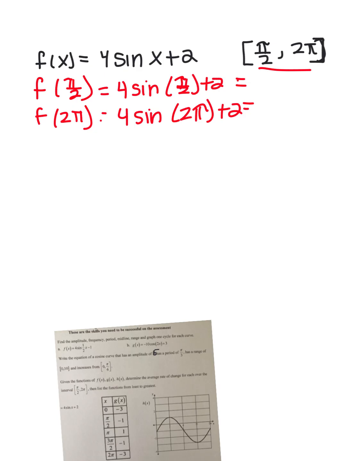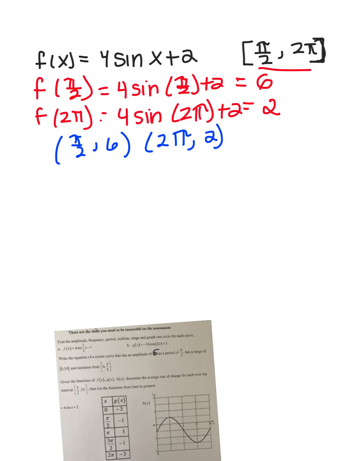I got 6 for the first one. And now type in the next one. So it's going to be 4 sine 2 pi plus 2. And I got 2. Sometimes you get decimals, depends on what we have. All right, so now these are your points. X is pi over 2, the y is 6. X is 2 pi, and the y is 2.